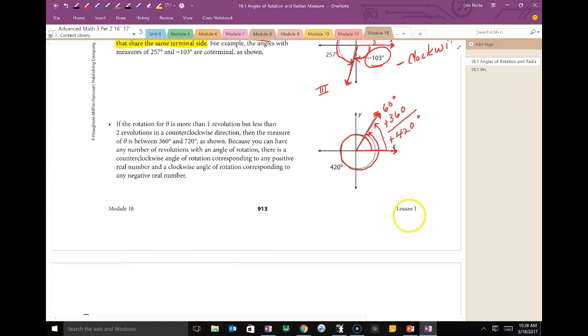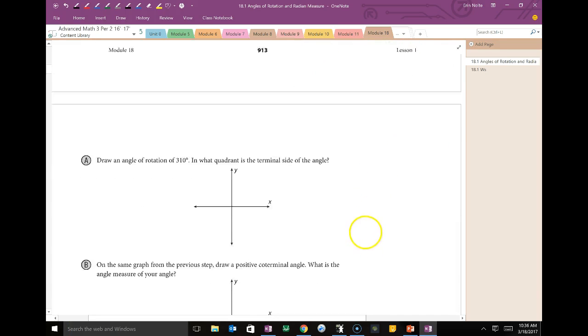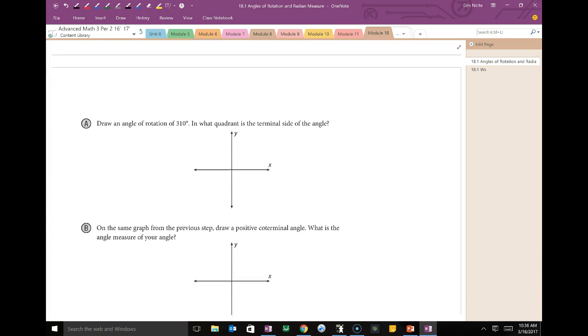Okay, so let's do a practice on that scenario. For A, it says to draw an angle of rotation of 310 degrees. In what quadrant will the terminal angle land? So here's our initial.